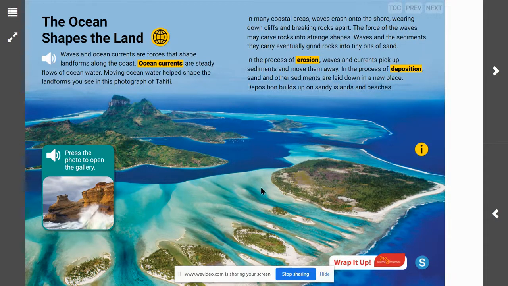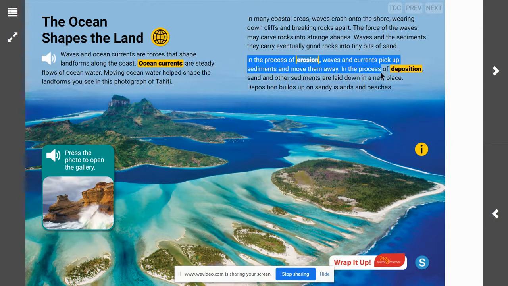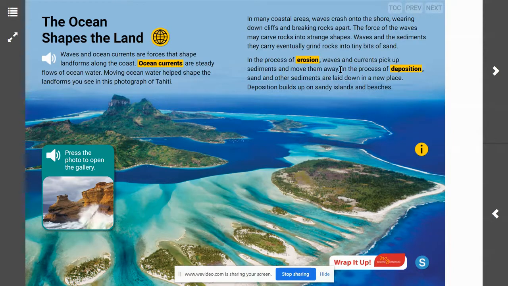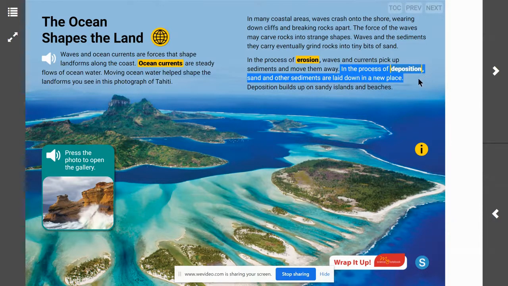So the sand and the sediments and the coral are getting broken apart and they're being moved back and forth. Erosion and deposition are part of this process. In the process of erosion, waves and currents pick up sediments and move them away. In the process of deposition, sand and other sediments are laid down in a new place.